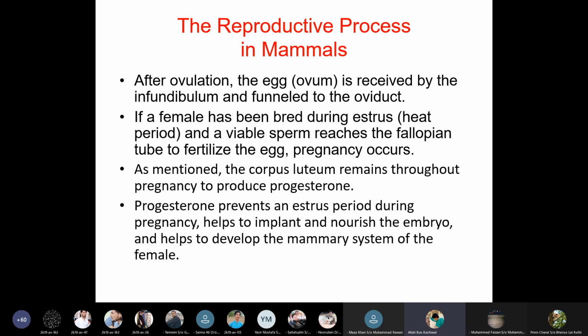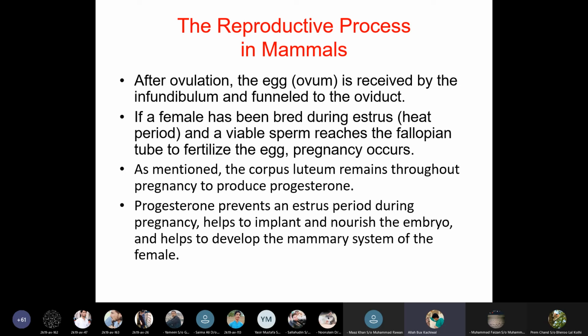After ovulation, the egg, or ovum, is received by the infundibulum, a funnel-like structure, and funneled to the oviduct. So if a female has been bred during estrus, when she is in heat, then viable sperm reaches the fallopian tube to fertilize the egg, and pregnancy occurs. So the sperm has to travel from the vagina to the oviduct. There is a funnel-like structure, the infundibulum, where it has to mate.